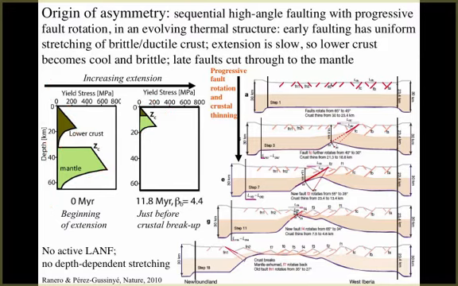Now, if you look on the right, we see the progressive fault block rotation and the crustal thinning. So first, the high angle normal faults, eventually a detachment, and as those high angle normal faults rotate to lower angle, that continues to progress until those faults reach down to the mantle as the crust is thinned. And then we develop those low angle normal faults that are actually exhuming upper mantle. So there's no active low angle normal fault and no depth dependent stretching.